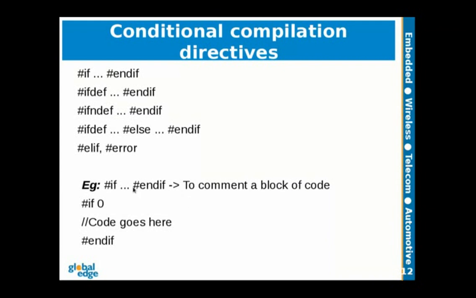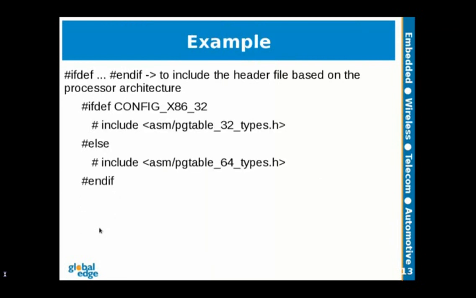Hash if and endif to comment a block of code, right? You can see here hash if 0. I think by now you should have known the usage of this, right? This is the best way of commenting a block of code, right? Very handy way. If you are a developer, you cannot do away with this, right? Example for hash if and endif.